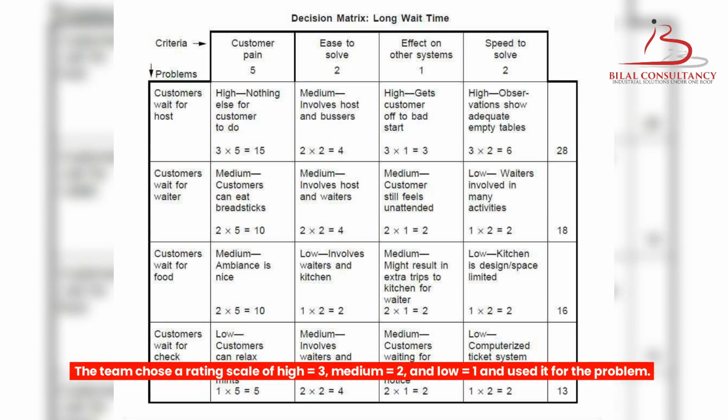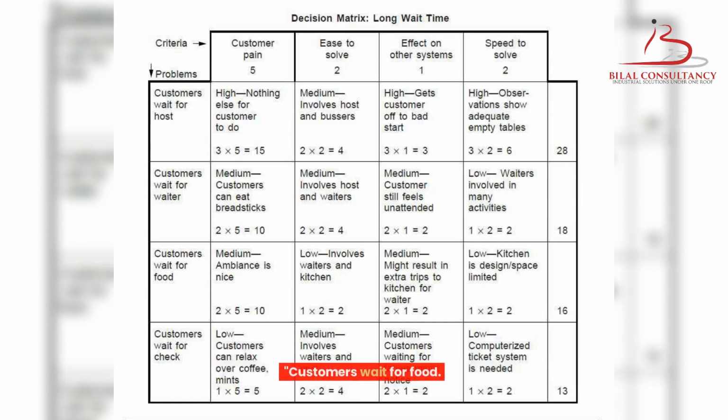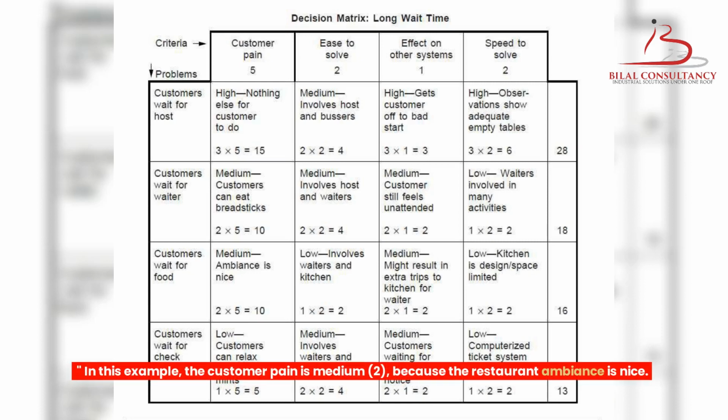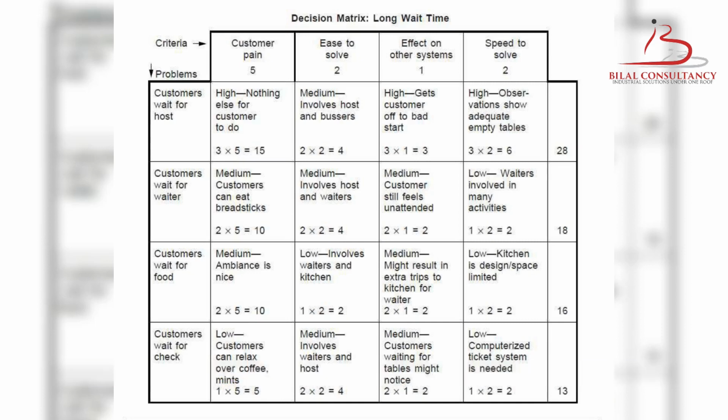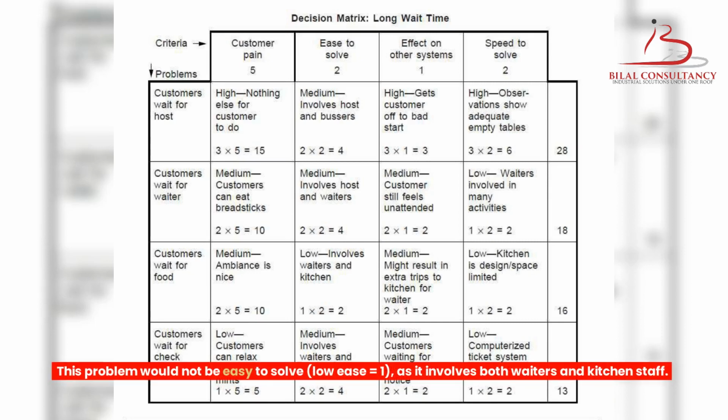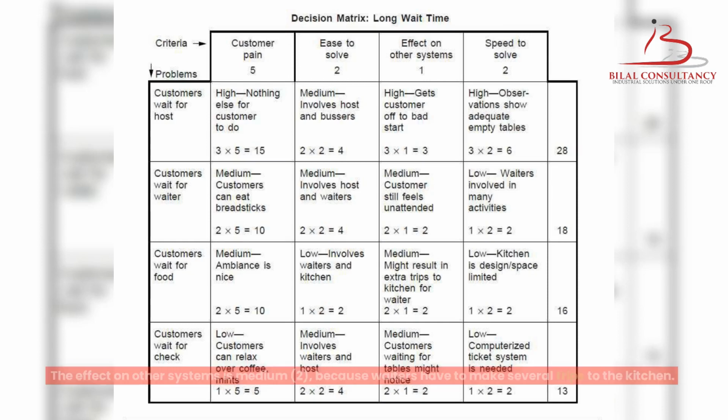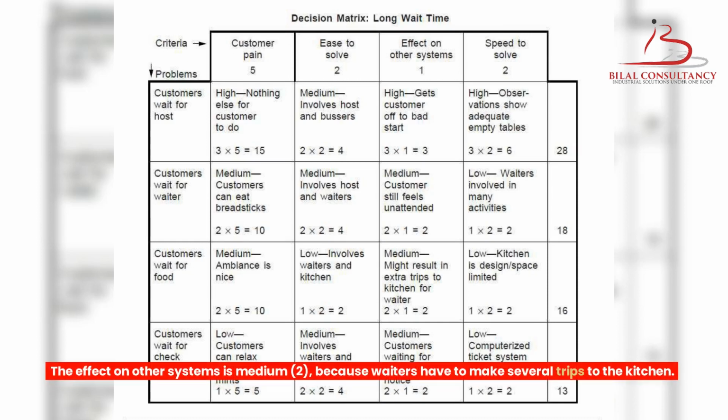The team chose a rating scale of high equals 3, medium equals 2, and low equals 1 and used it for the problem, customers wait for food. In this example, the customer pain is medium, 2, because the restaurant ambiance is nice. This problem would not be easy to solve. Low ease equals 1, as it involves both waiters and kitchen staff. The effect on other systems is medium, 2, because waiters have to make several trips to the kitchen. The problem will take a while to solve. Low speed equals 1, as the kitchen is cramped and inflexible.